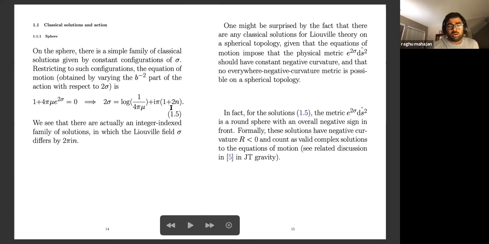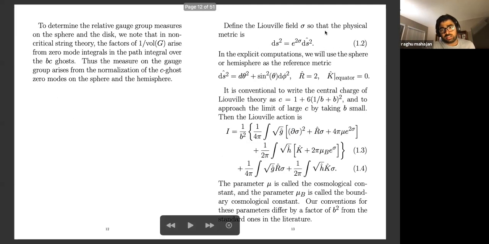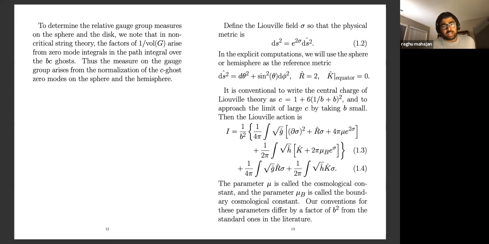Now, this is how Liouville theory manages to have a saddle point for the sphere. It's like a metric with a minus signature, right? e to the 2 sigma is negative. Notice that the physical metric had an e to the 2 sigma in it. But it's fine. Path integrals are integrals, and if the defining contour can be deformed to pass through a complex valued saddle point, it's valid to include it.